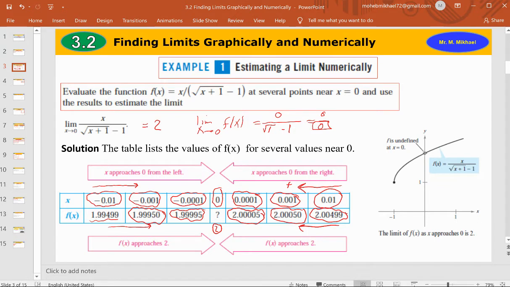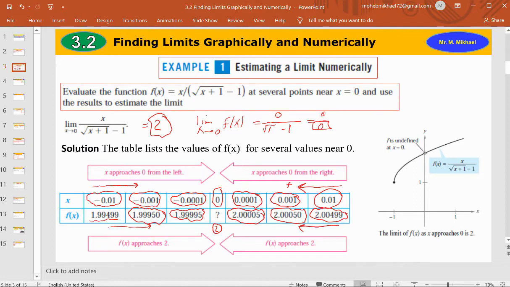And the conclusion is, although this function is undefined at x equals 0, this doesn't stop us from finding the limit of the function, because the limit of the function exists and is equal to 2, and we verified this numerically. How do I verify this graphically? Very quickly, guys, to understand this.